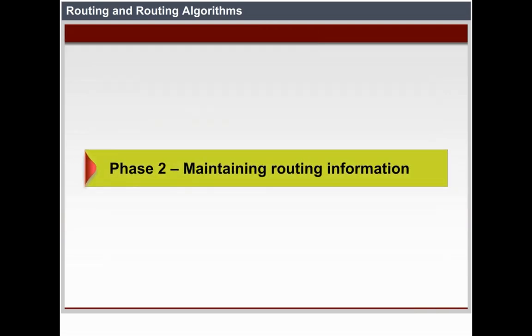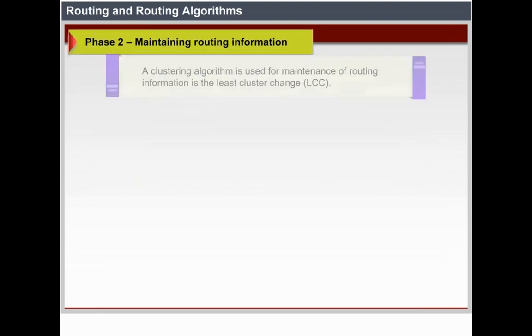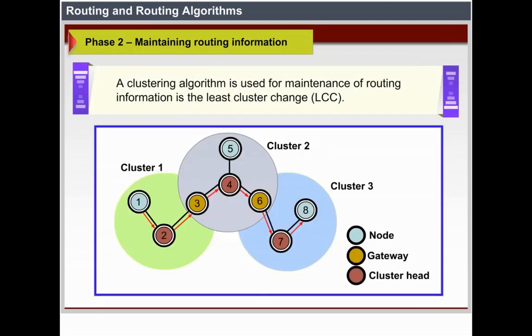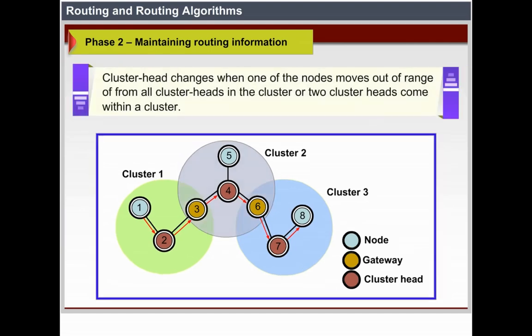Phase 2. Maintaining routing information. A clustering algorithm used for maintenance of routing information is least cluster change (LCC). The cluster head changes only when one of the nodes moves out of range of all cluster heads in the cluster, or two cluster heads come within one cluster.